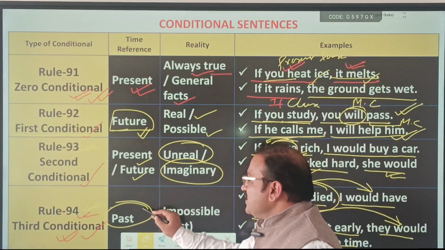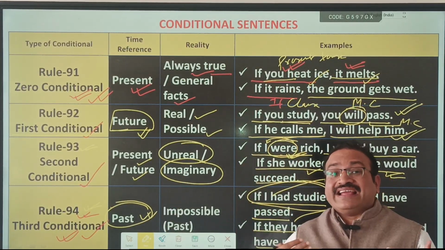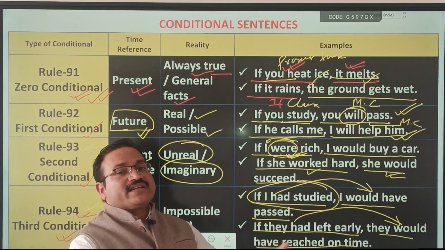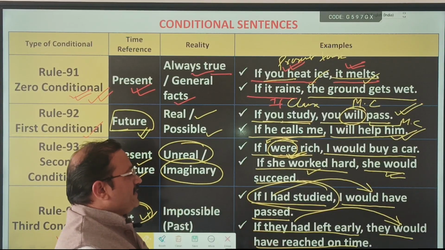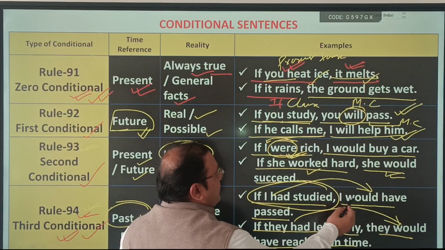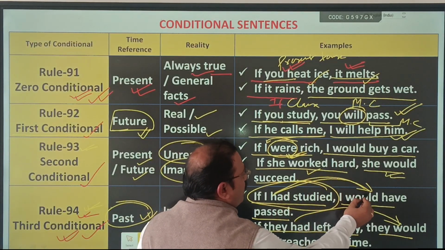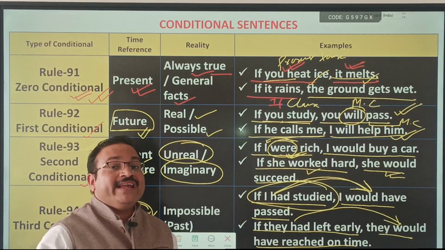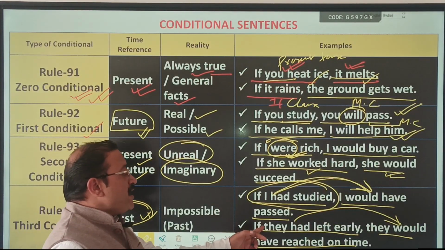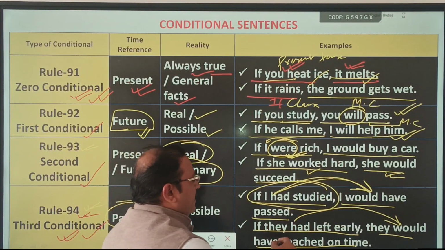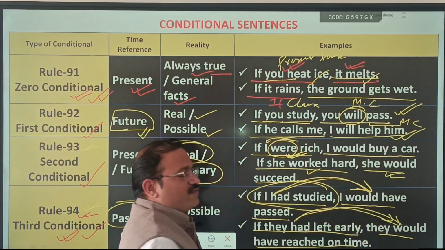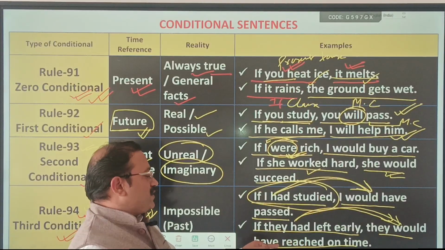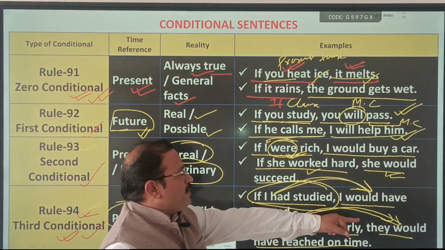Next is third conditional, talks about past, a kind of a regret because time has already passed. Things cannot be reversed, cannot be changed back. So in this case, if I had studied, I would have passed. Had is always followed by would have. ये ध्यान में रखना है कि had is always followed by would have in this type of sentence. If they had left early, they would have. Again, had is followed by would have. So in examination, this is very, very important. All these four types. Had is followed by would have.